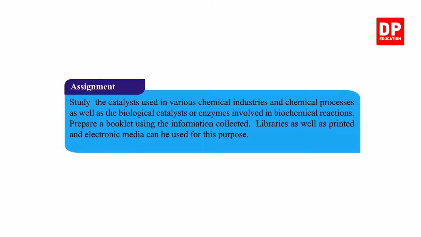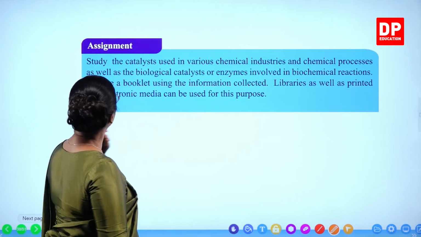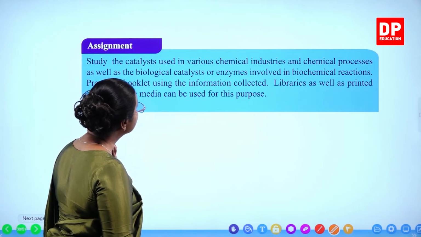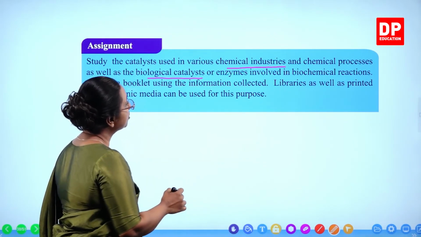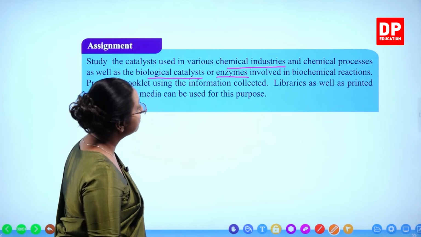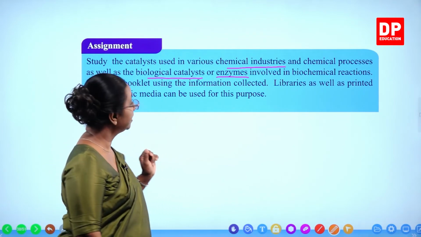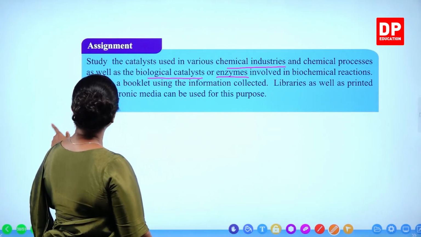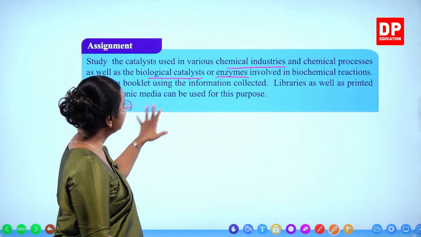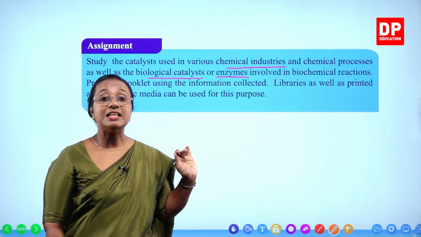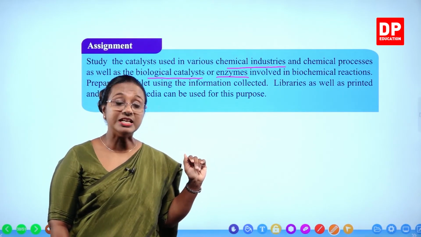There is an assignment. Study the catalysts used in various chemical industries and chemical processes as well as the biological catalysts, or enzymes, involved in biochemical reactions. Prepare a booklet using the information collected. Libraries as well as printed and electronic media can be used for this purpose. So I have introduced what biological catalyst enzymes are, and also we looked at some industrial catalysts used in industries.